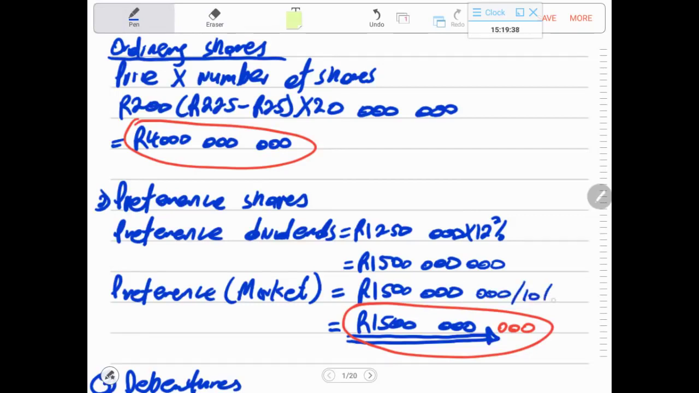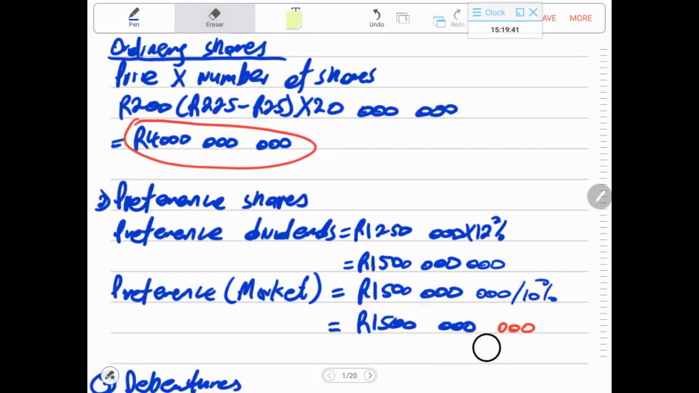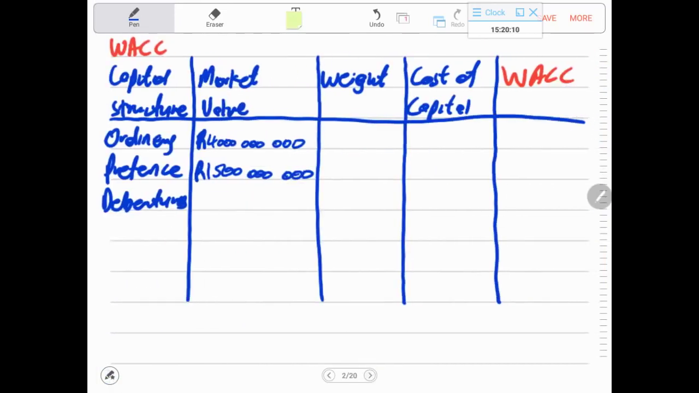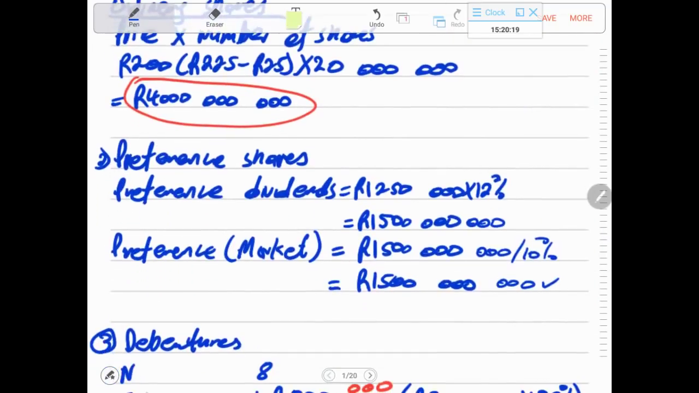When we divide this by 10%, it would have given us the sum of 1,500 million. So that is where all these calculations are coming from. So we have this 1,500 million, which is our preference capital that must be allocated. Then we go to the next, but let me first clarify that very well.